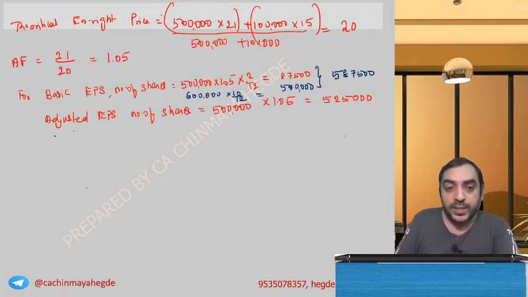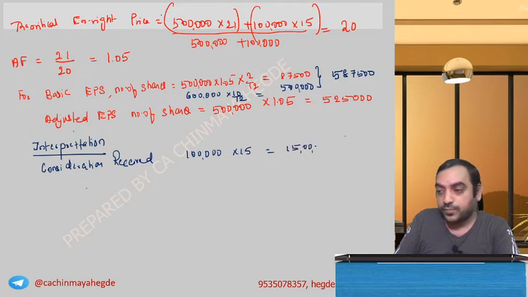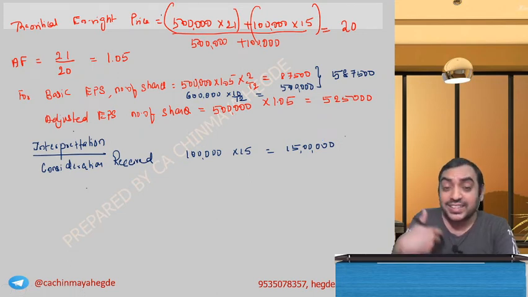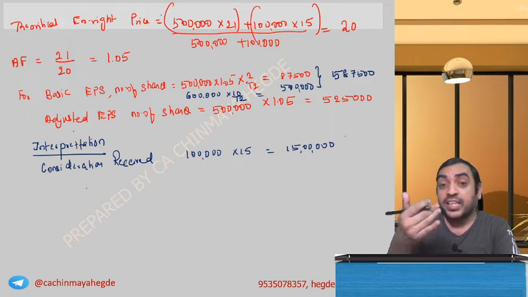Let me just tell you a quick interpretation of this. What is the consideration received? You have received 1 lakh shares of 15 rupees, which means 15 lakh. Now, what is this equivalent amount at fair value? If you were to receive 15 lakh by issuing at fair value, how many shares would you have received?